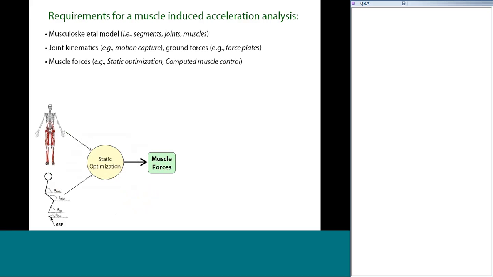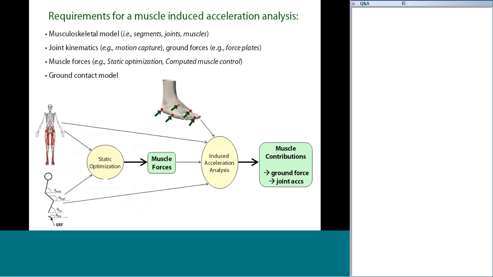You also need a ground contact model. I'm going to talk a little bit more about the ground contact model in just a moment. It's a very important part of conducting muscle-induced acceleration analysis because it allows ground reaction forces to be developed inside the model. Once we've got the ground contact model, we have an induced accelerations analysis, and together we can input all of this information, the ground contact model, our muscle forces and our kinematics, and we can calculate muscle contributions to the ground reaction force and/or the joint accelerations of the model.